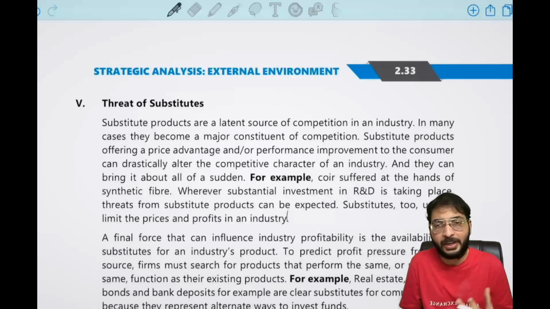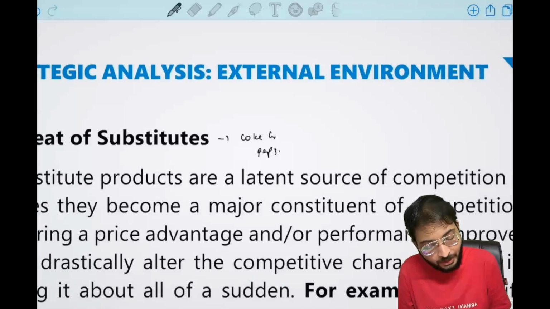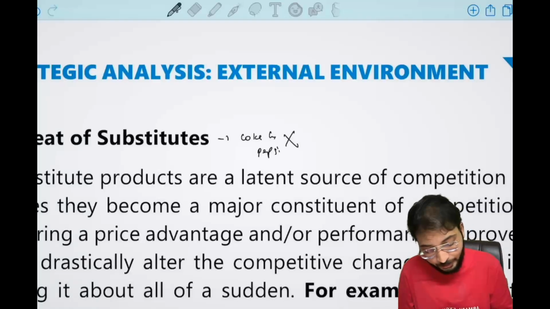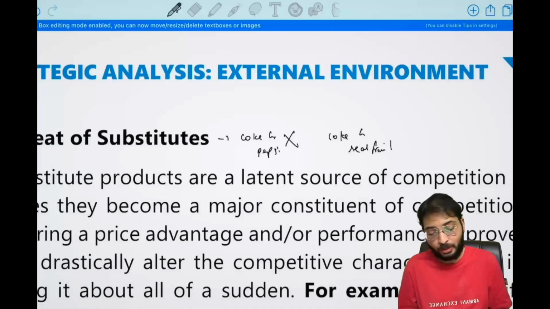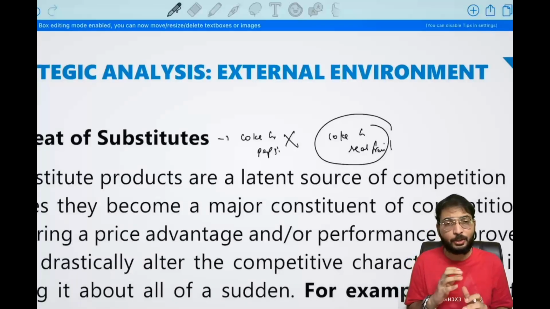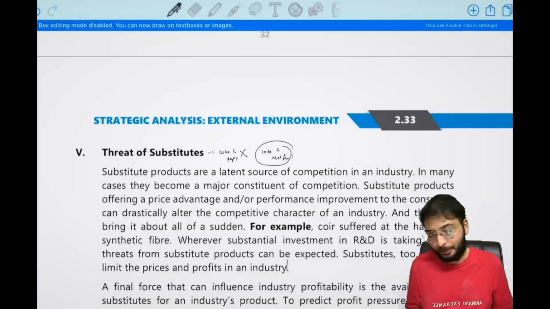It is another competitor. See, Coke and Pepsi are not substitutes. It is rivalry among the existing players. But Coke and real fruit juice are substitutes. Substitute means when you have a similar usage, not the exact usage, right? So that is called a substitute.